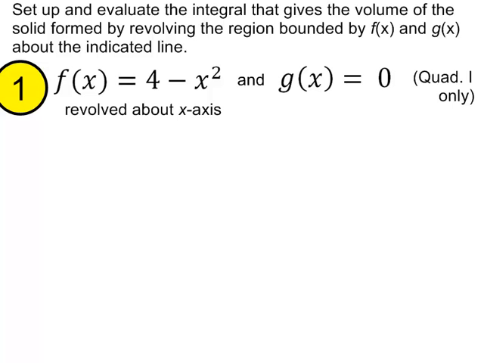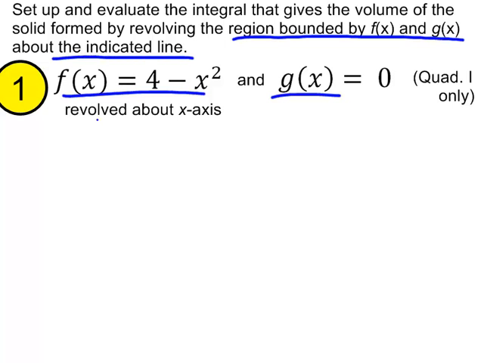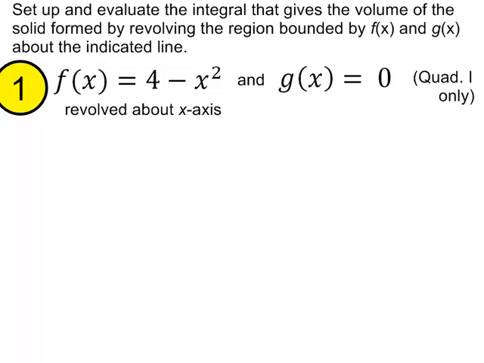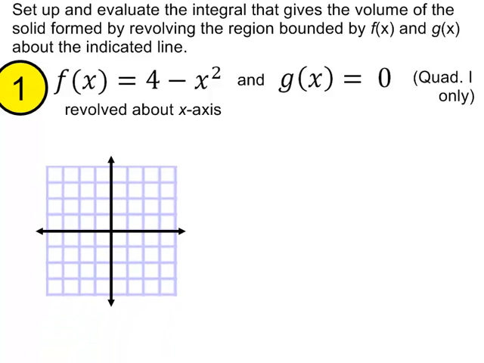Here we are to take the region bounded by f of x and g of x, these 2 equations, and revolve them about the indicated line, which is the x-axis in this case. And I added this extra little condition in here. Let's look at the region in quadrant 1 only. So what does all this mean? Well, we're not going to have much of an idea until we get a good mental image, or even better, an image written on our papers.